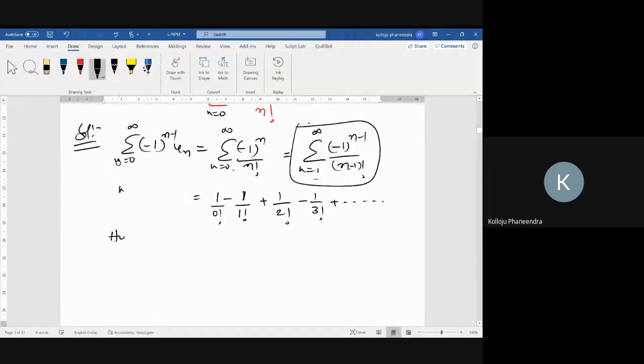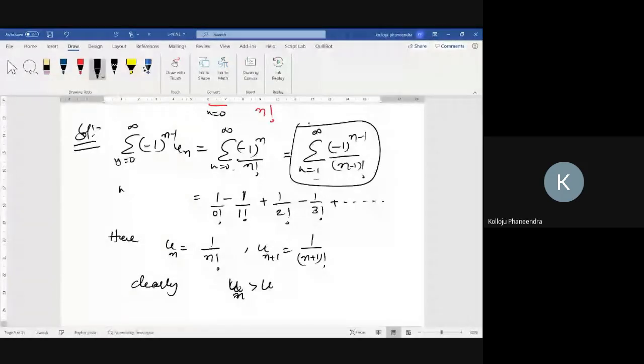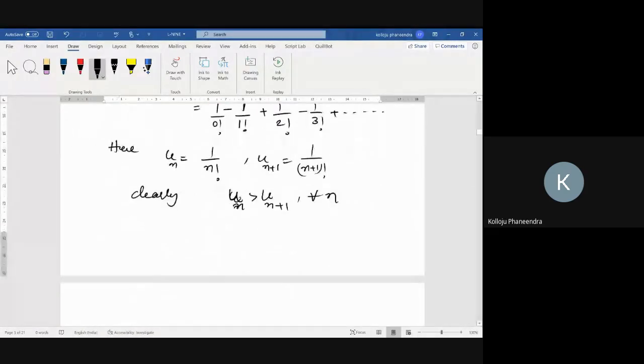Here, what is the nth term? 1 by n factorial. And what is the n plus 1th term? 1 by n plus 1 factorial. So clearly, nth term is greater than n plus 1th term. This is true for all n, right? 1 by n factorial is definitely greater than 1 by n plus 1 factorial. When the denominator increases, the value of the term decreases.